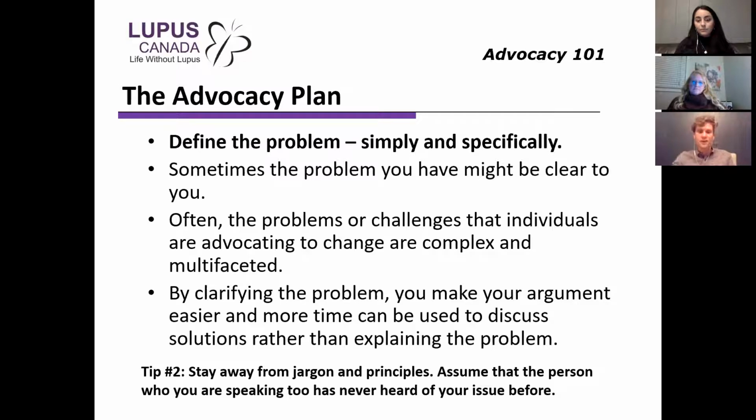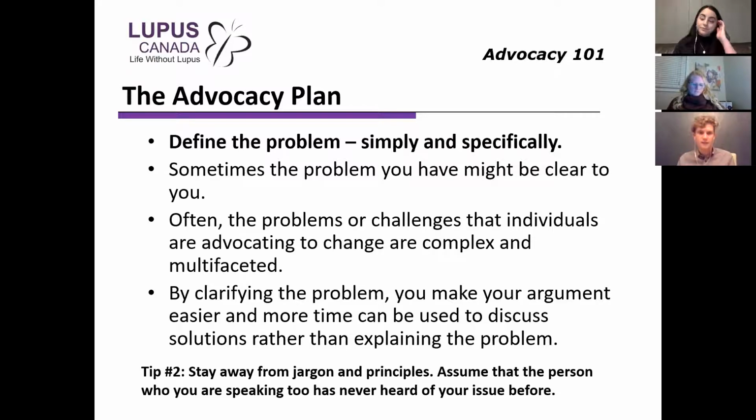So that's step one, defining the problem. Let's take an example here. So throughout this, we're going to have two of the same examples so we can go through the steps. So the first one is, it's winter. You don't have access to a car. You use public transportation. The city you're in, unfortunately, doesn't remove snow very well. So you can't get to the bus stop because there's just so much snow. This is something you want to advocate for. Every winter, it's the same thing over and over again.